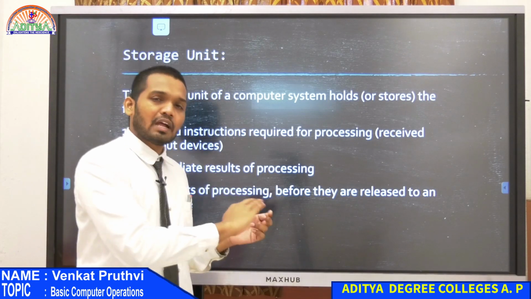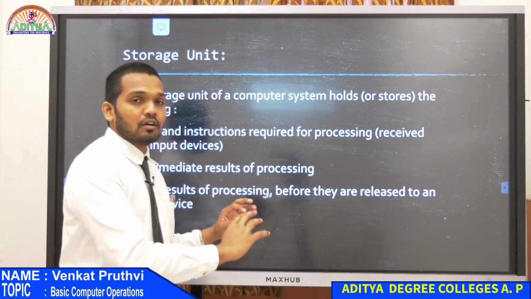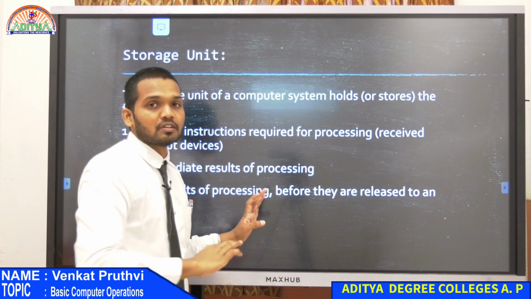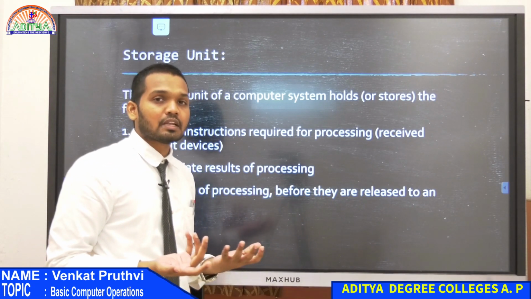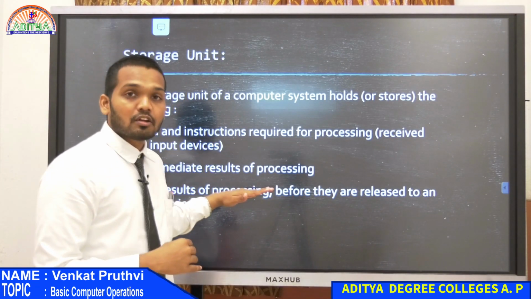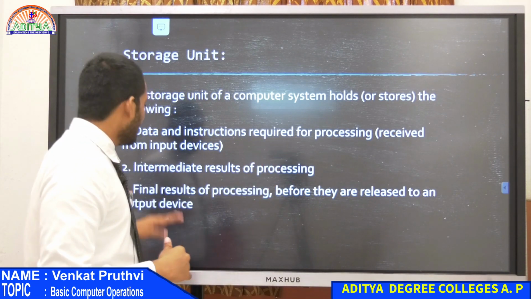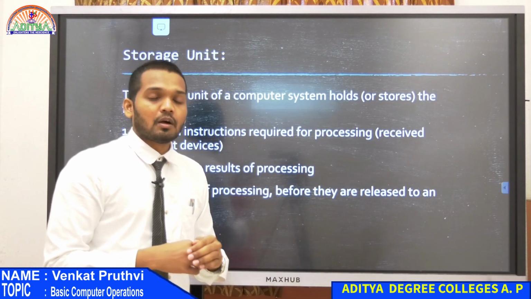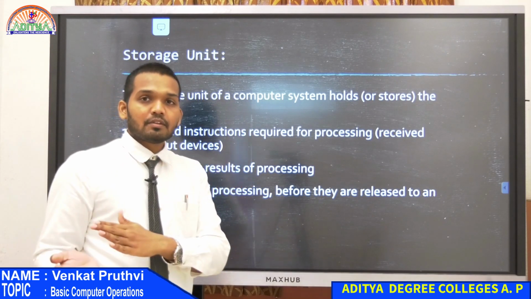I am just taking an example of 50%, but at any point, whatever percentage has been done of the task, that will be your intermediate results of processing. That data should be stored somewhere else, right? Otherwise, we will be losing whatever has been processed. So that is the reason the storage unit also takes care of whatever intermediate results of processing have been done. And then once the user gives his input to the computer and it is taken by the CPU, it completes the remaining 50% task.